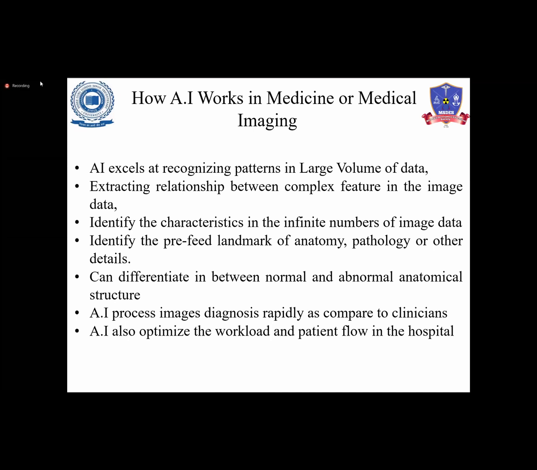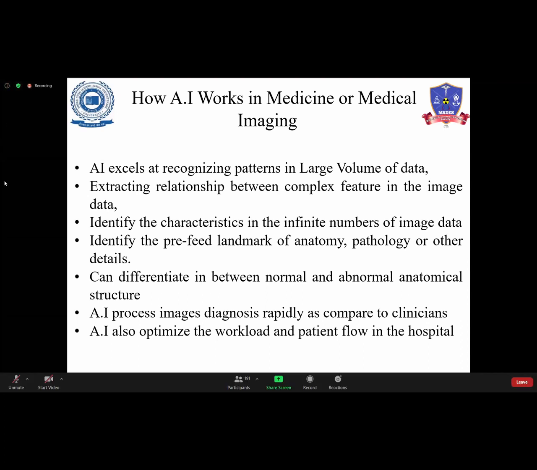So AI has excelled at recognizing patterns in a large volume of data, extracting relationships between complex features in the image data, identifying characteristics in an infinite number of images, and identifying pre-fed landmarks of anatomy, pathology, and other details. It can also differentiate between normal and abnormal anatomical structures. AI also processes images for diagnosis much more rapidly than clinicians or radiologists can, and it has optimized the workload and patient flow in the hospital.